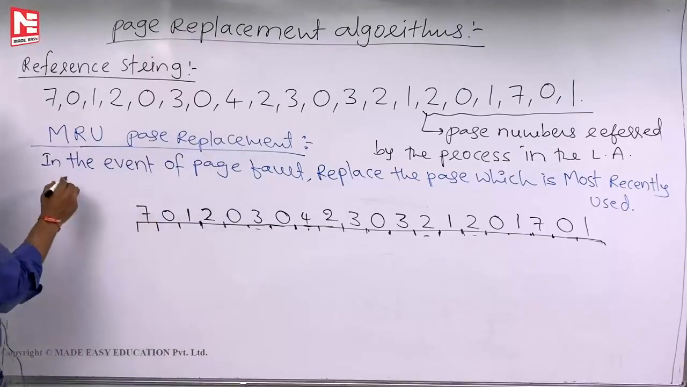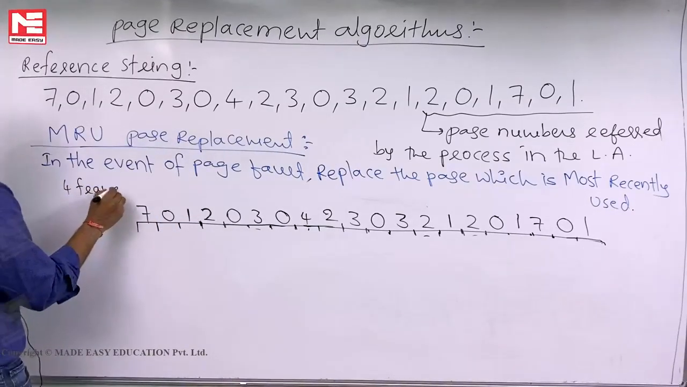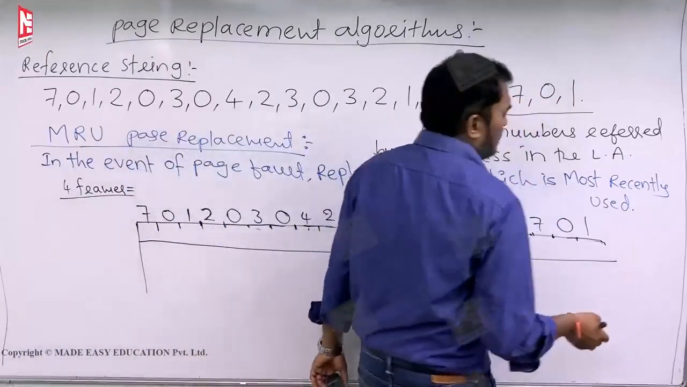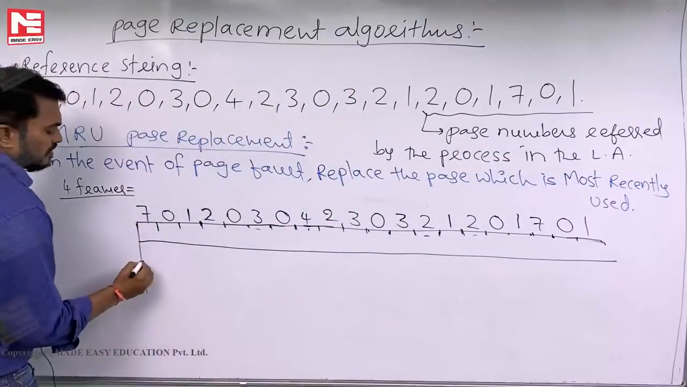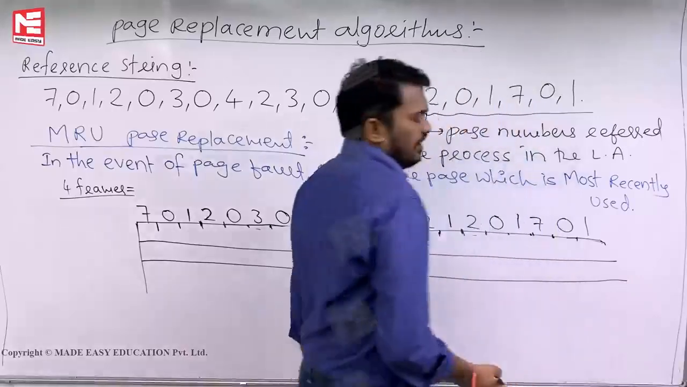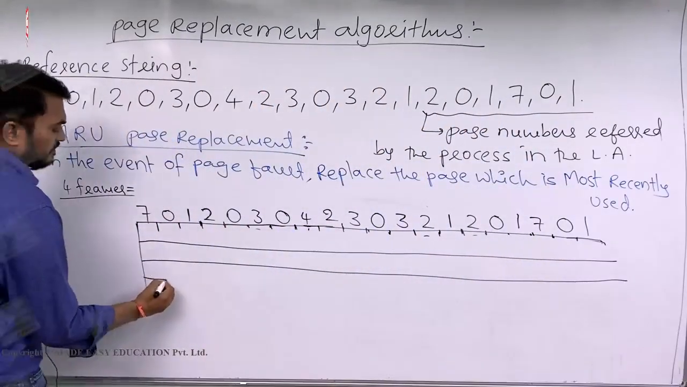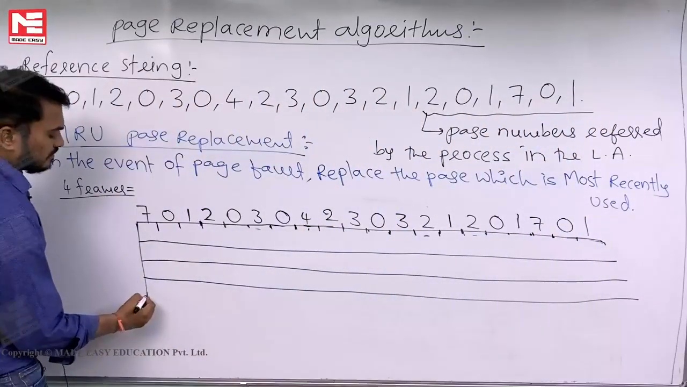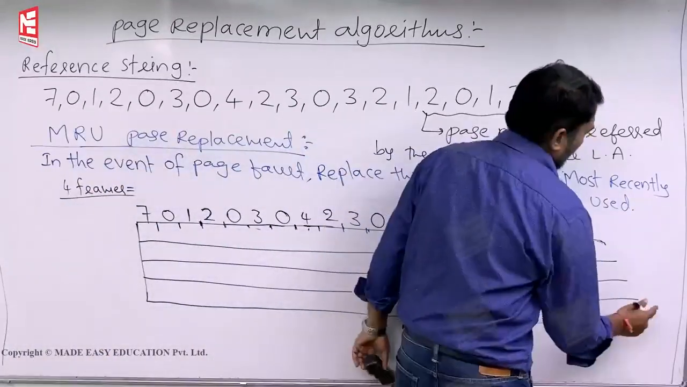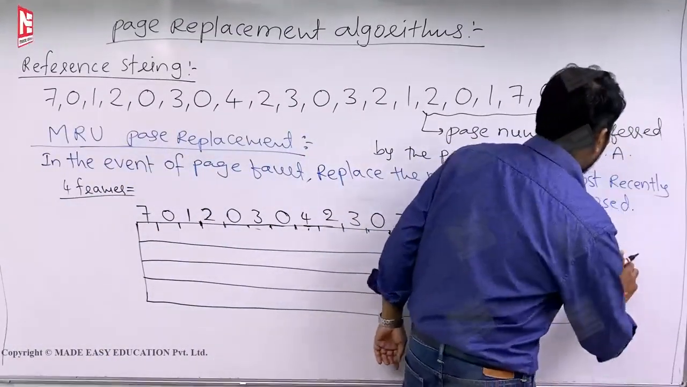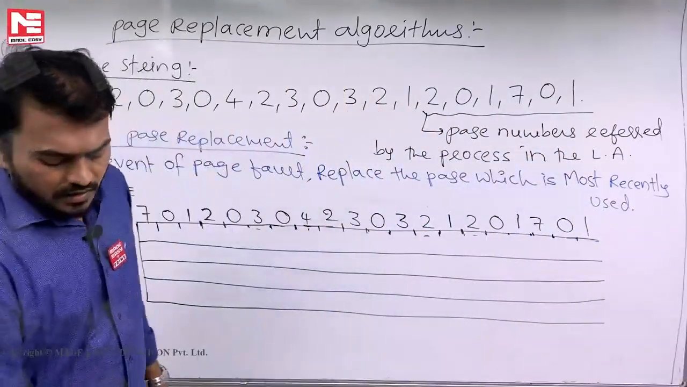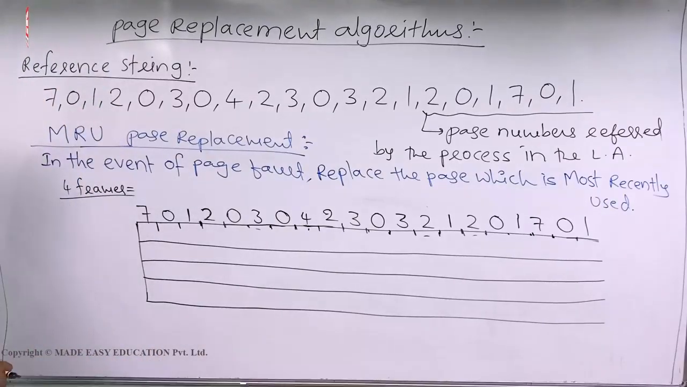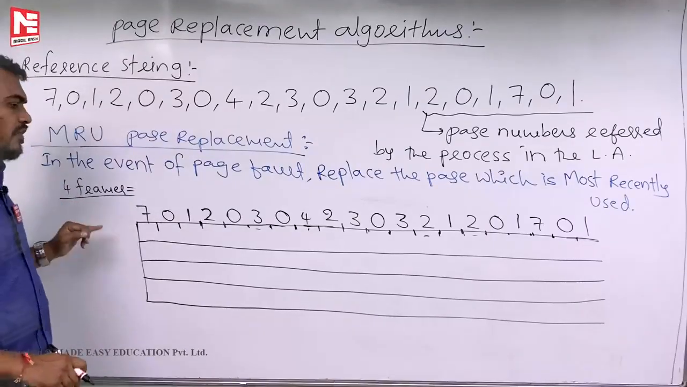We'll solve with 4 frames first. This is very easy, right? We can solve that with 4 frames. Most recently used means you replace the one that was just used, there's nothing more to it, right? You replace the one just used. So that is the most recently used. Okay, understand here. Let's solve with 4 frames first.